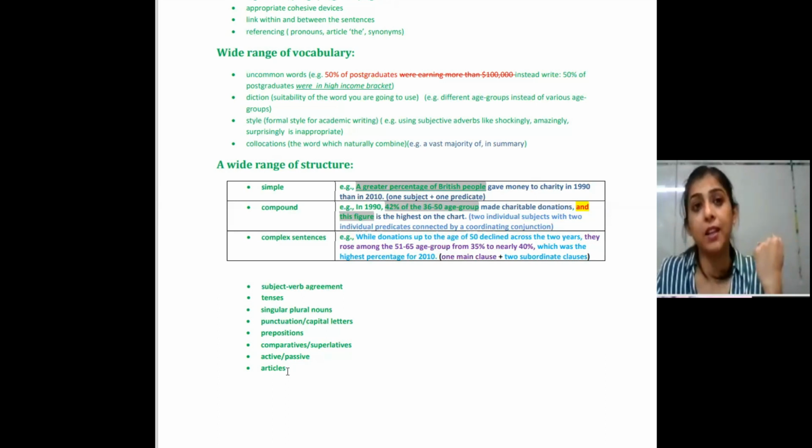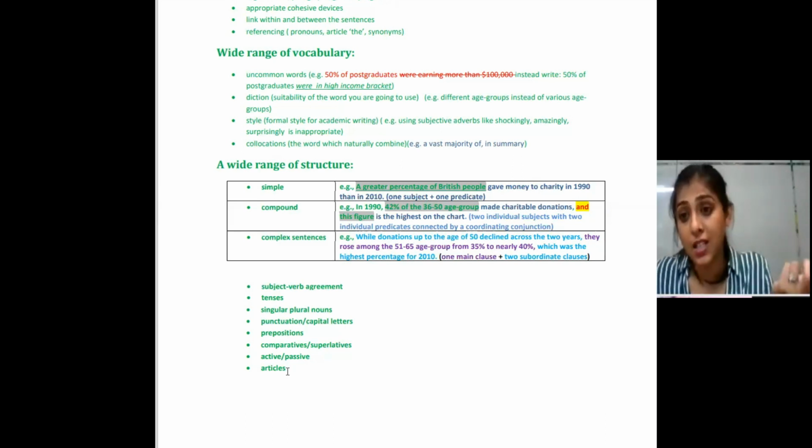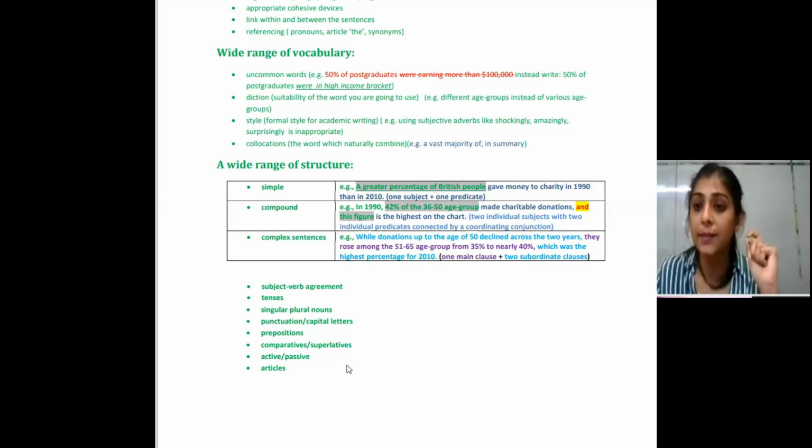Now articles are like, for example, when you have started introducing something in your writing task 1, in the very first place, then you would use an article an or a. But when it is repeated once again in the body paragraph, then you should put an article that's the, not a once again. Got it?